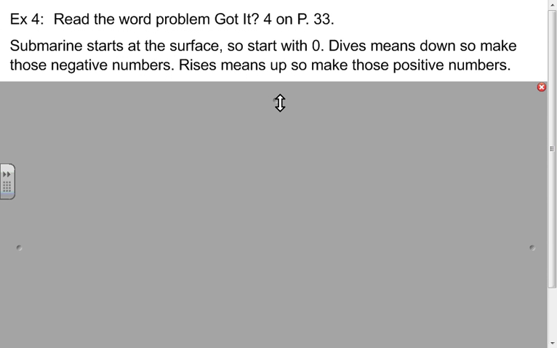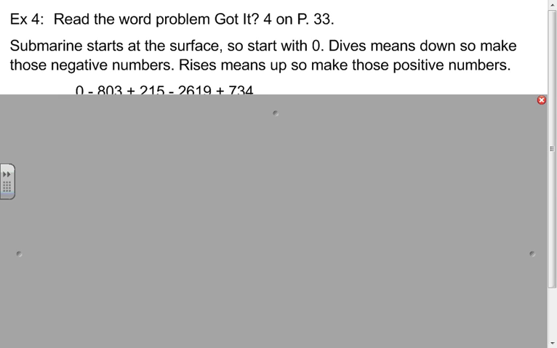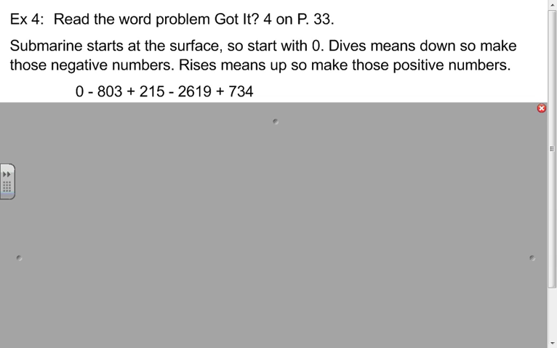The submarine starts at the surface, so we're going to start with the number 0. Dives means go down, so we're going to make those negative numbers. Rises means go up, so we're going to make those positive numbers. So if you look back at the problem again, we started at the surface. It says dives to 803, so that's why we have negative 803. Rise to 215, so that's positive. Dive to 2619, so it's negative. And rise to 734, so that's positive. Now, we just have to use order of operations. They're all subtractions and additions, so we just go from left to right.